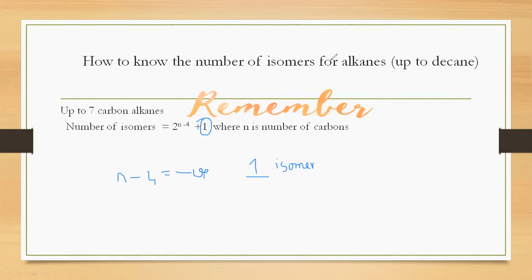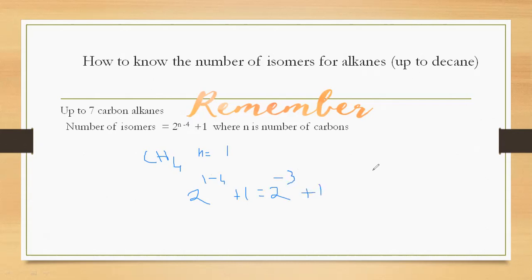Take an example now. Say methane, CH4. How many carbons? Only one carbon. So n equal to 1. So 2 to the power (1 minus 4) plus 1 is equal to 2 to the power minus 3 plus 1. Now, don't make it as 1 by 2 to the power 3. No. You have to ignore that value and take only this one. And as you know, methane has only one isomer.